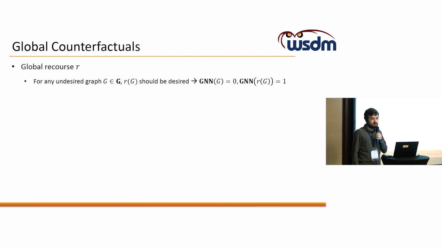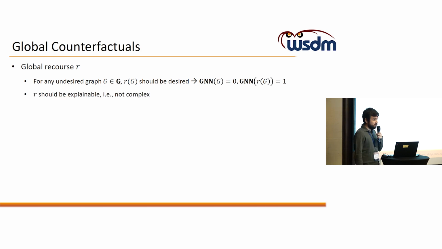And our work, this paper, is the first one exploring global counterfactuals in the graph domain. So our goal is to find a global recourse R such that it globally and counterfactually explains the prediction made by GNNs. Specifically, for any undesired graph G, R of G should be desired. In the binary classification context, if we let class 0 equal the undesired class, if GNN of G is 0, GNN of R of G should be 1.